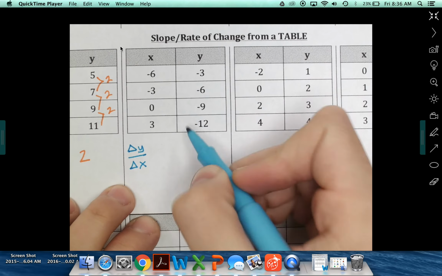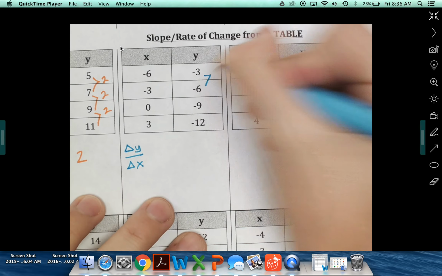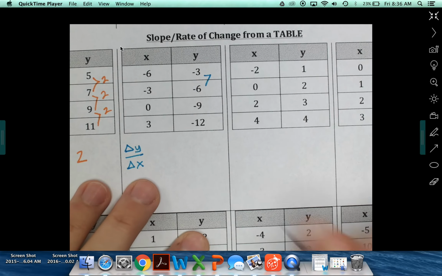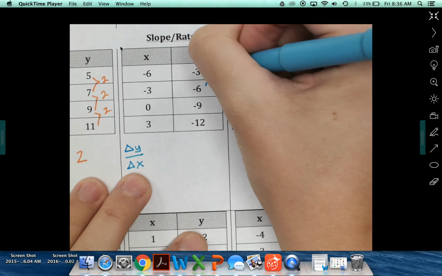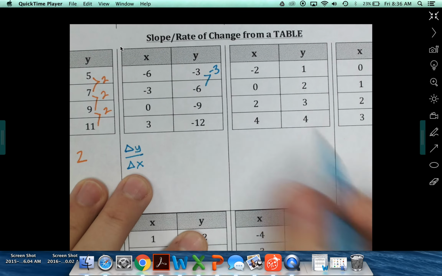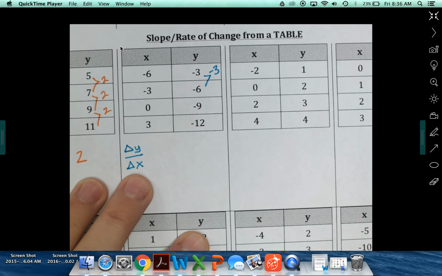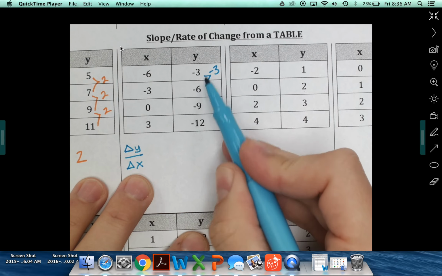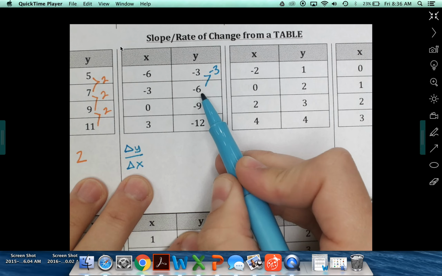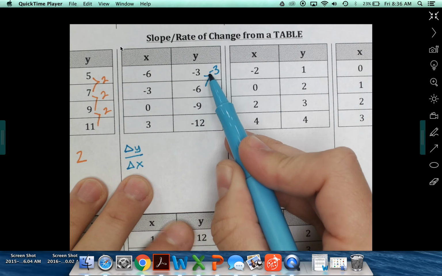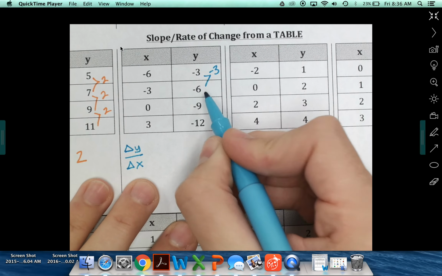So let's look at our y column. My change from -3 to -6, that's a decrease, negative, of 3. A decrease of 3. You've got to pay attention. Is the number getting bigger or smaller? In this case, it's getting more negative. From -3 to -6, it's more negative. It's getting smaller. It's a decrease of 3, -3.